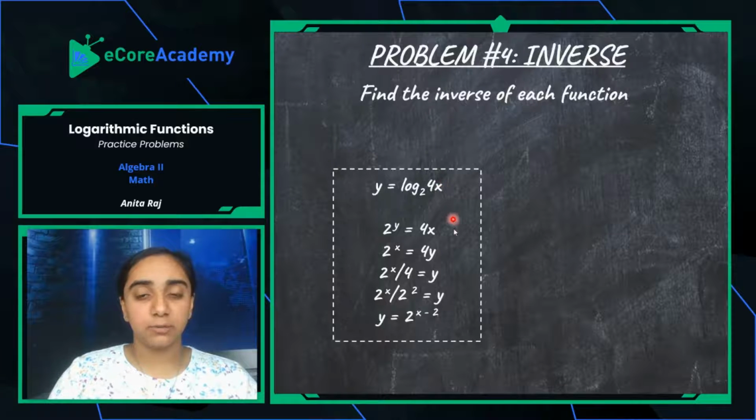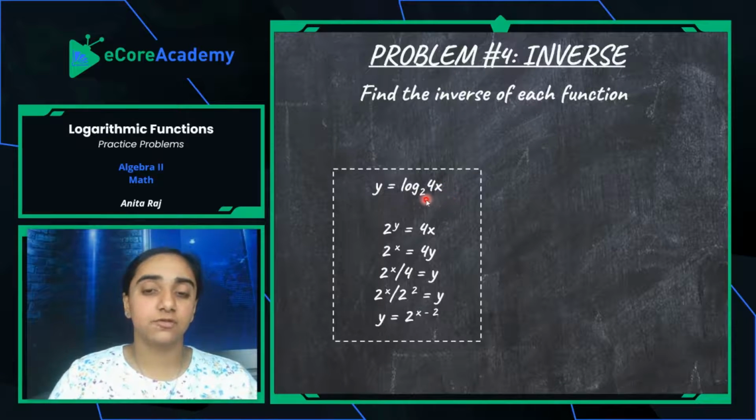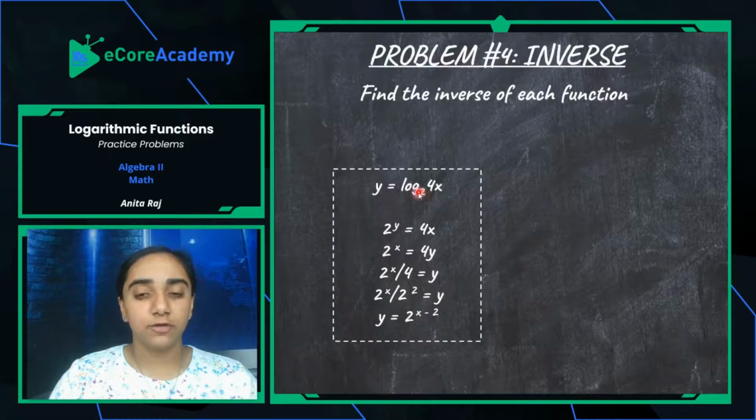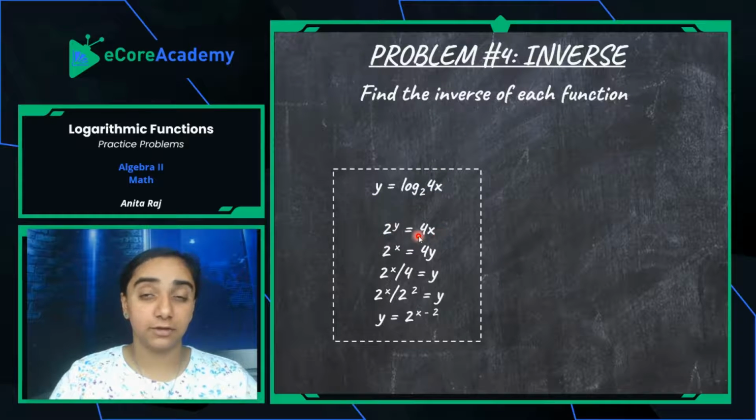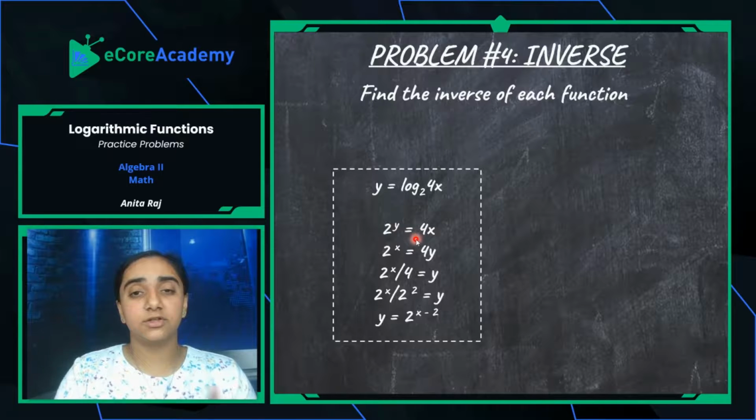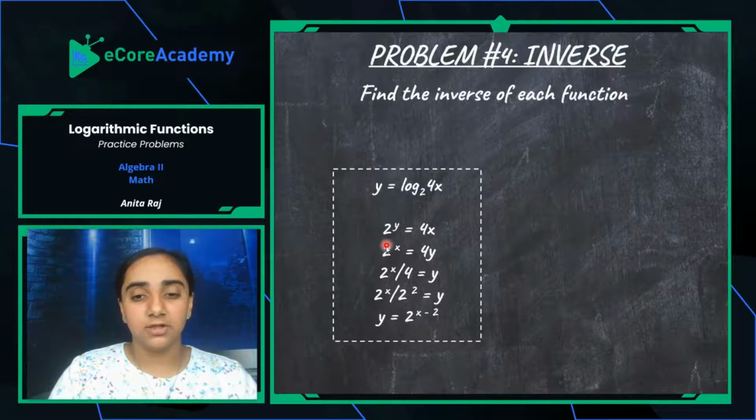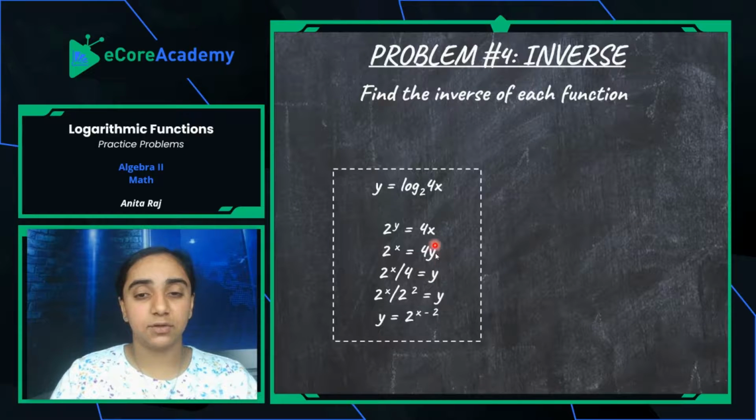In this case, the first step we're going to do is rewrite this in exponential form just so it's easier to work with. If we rewrite this in exponential form, we get 2 to the power y equals 4x. That's written in exponential form. Now we're going to swap the positions of x and y, so we're going to rewrite that as 2 to the power of x equals 4y. Now we're trying to solve for y, so getting y by itself. In order to do that, we have to divide both sides by 4.